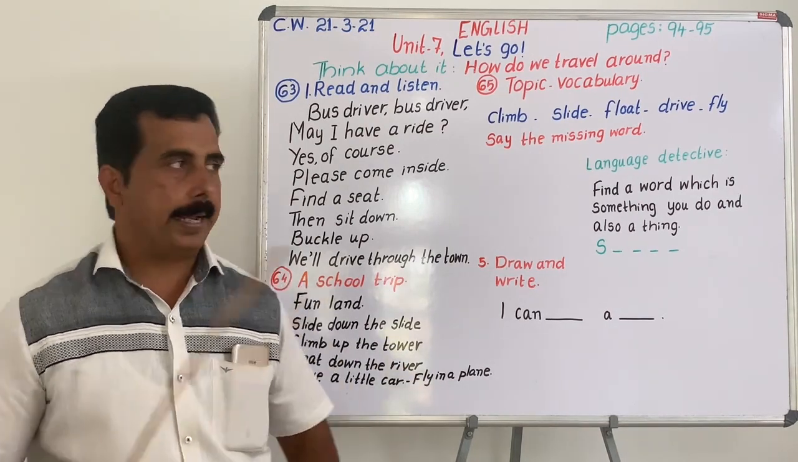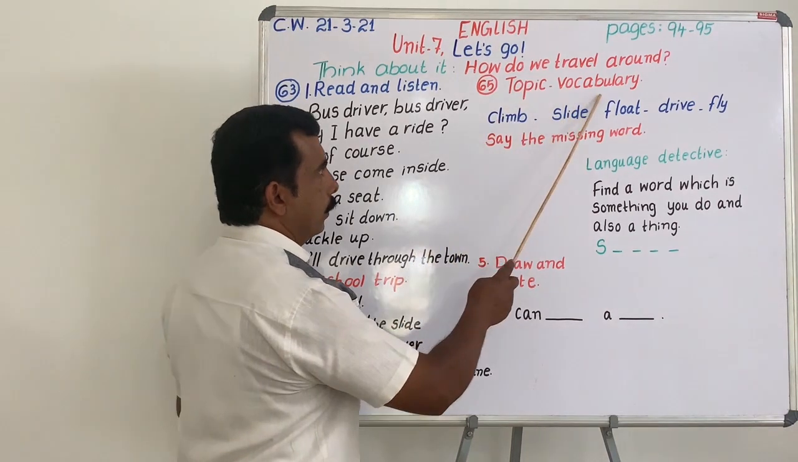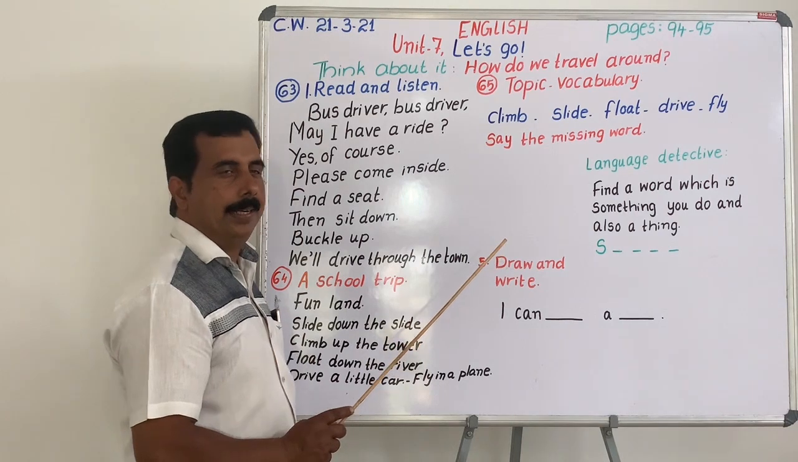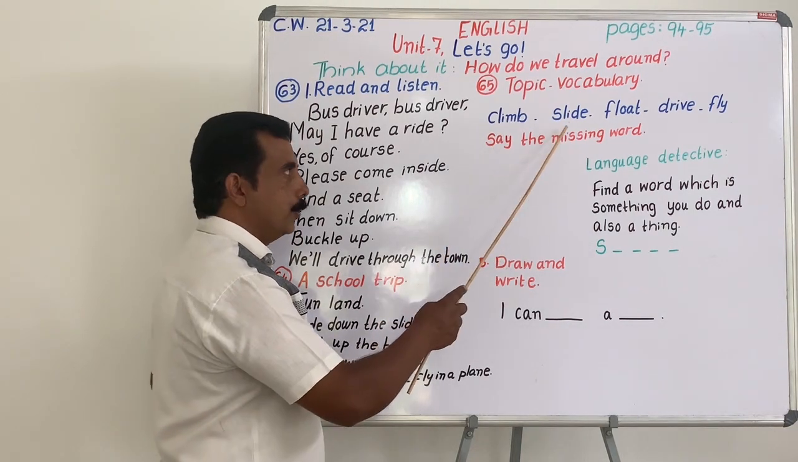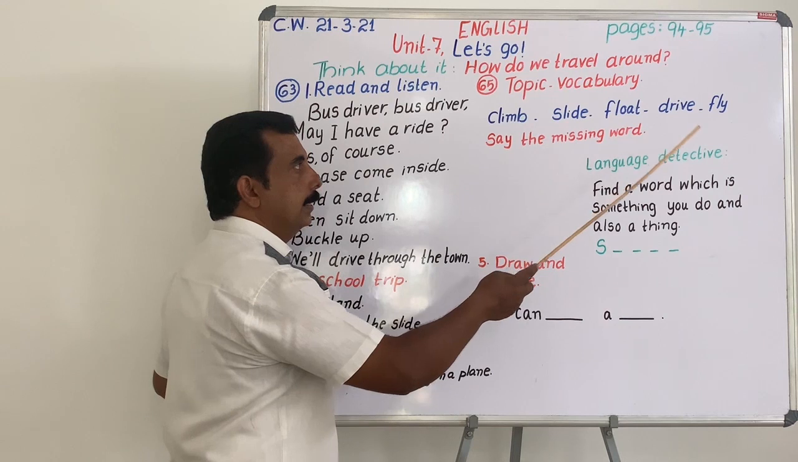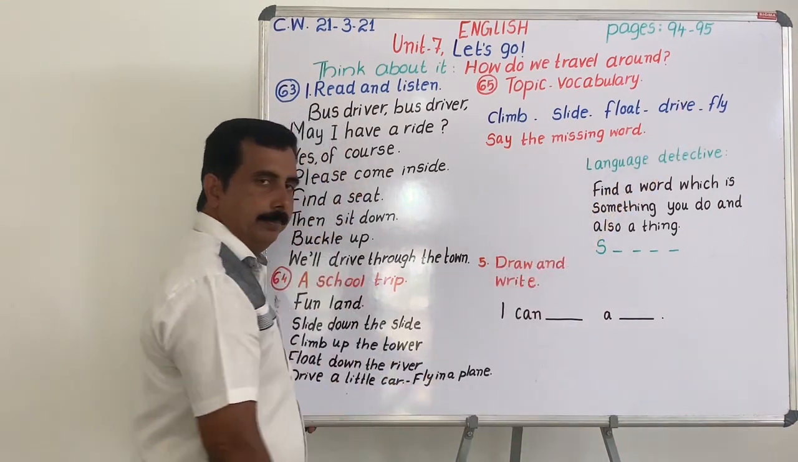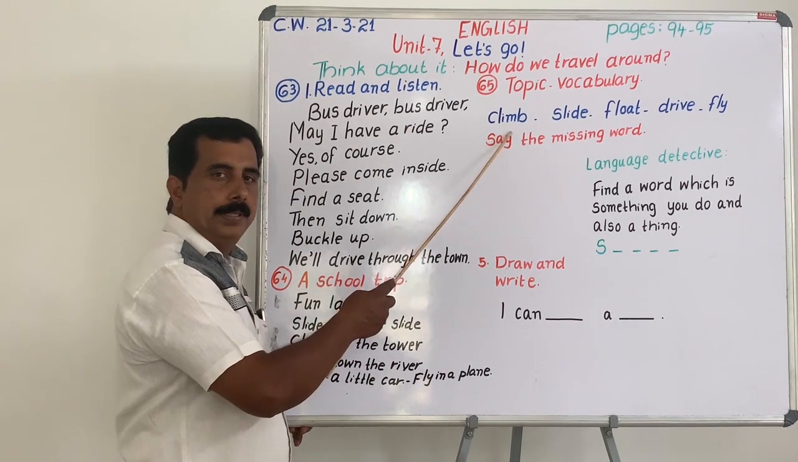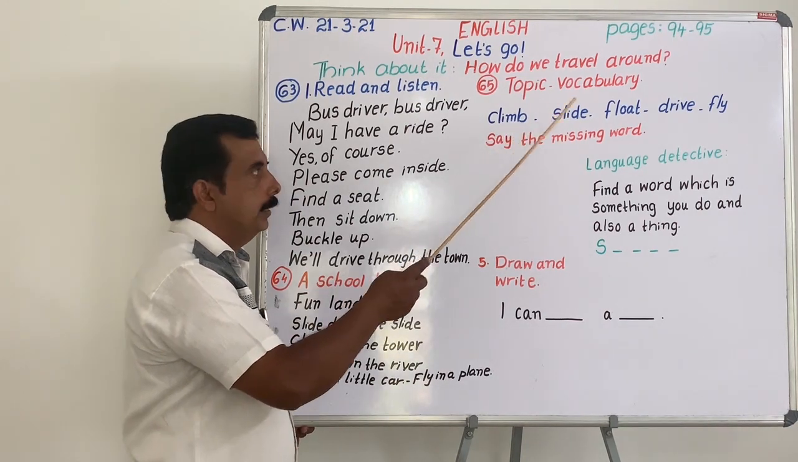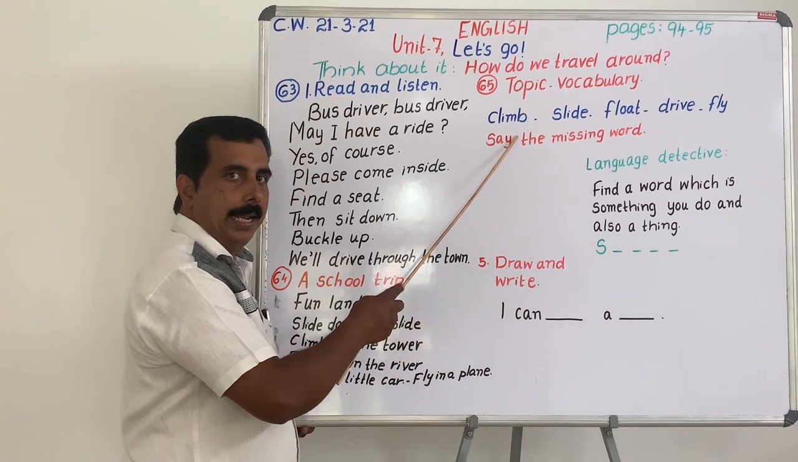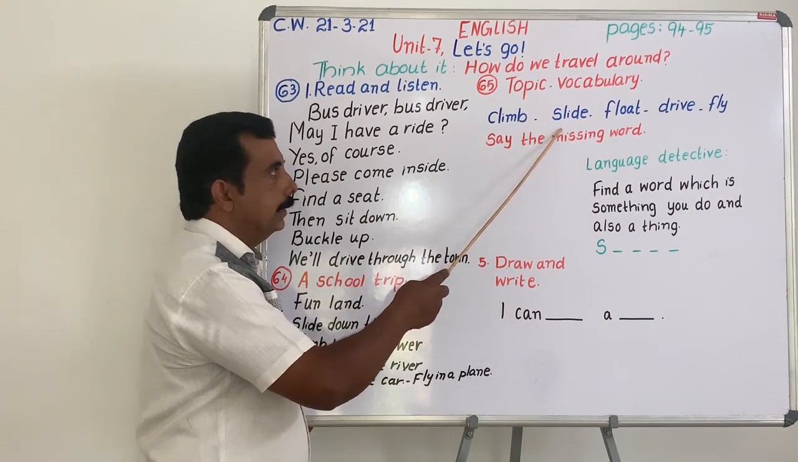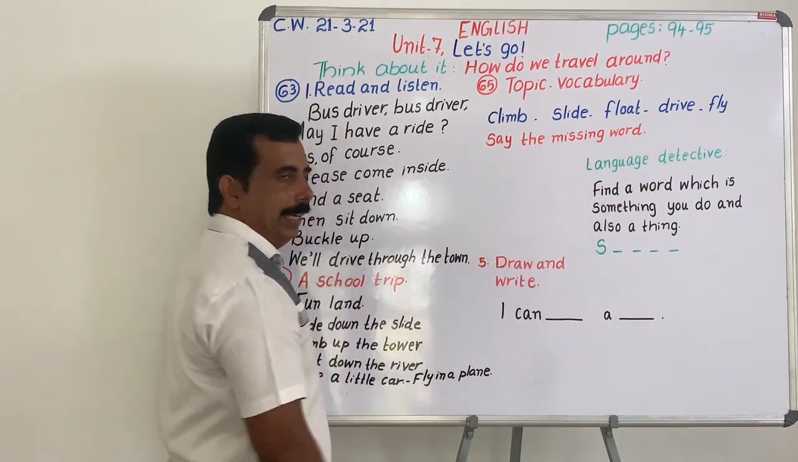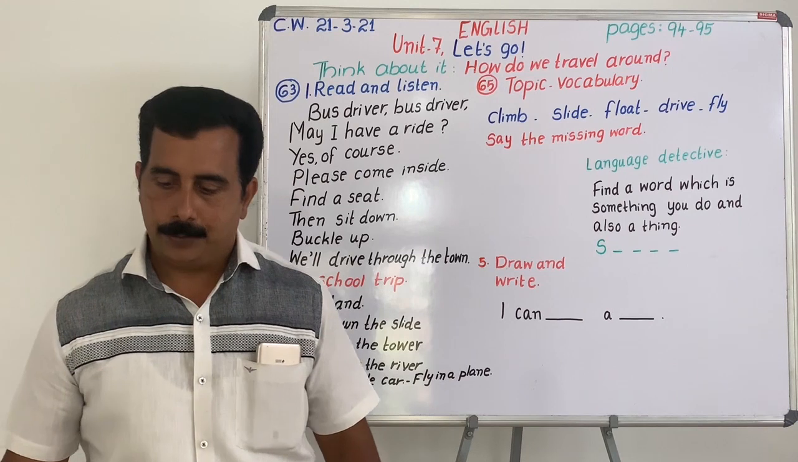So what are the words, children? Read aloud. These are the vocabulary words, very, very important words. Memorize the spelling, learn the spelling, read aloud. Climb, slide, float, drive, fly. You didn't read? Read aloud. Follow with me. Climb. Say together. Climb, slide, float, drive, fly. Very good.